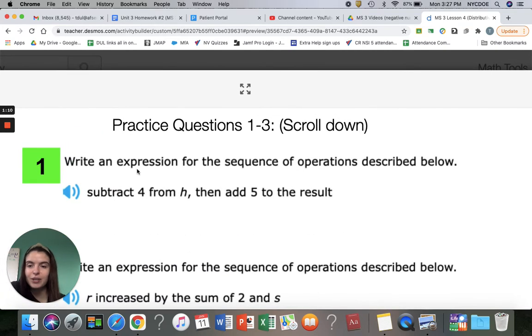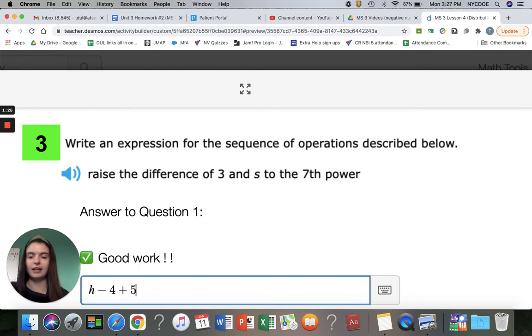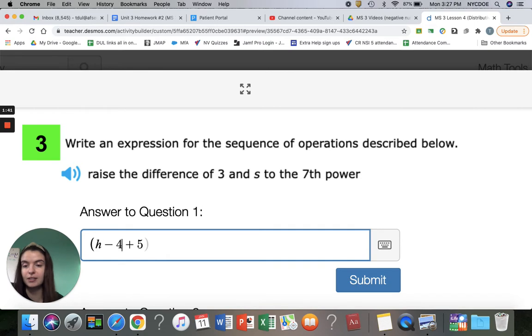How about this one? What if we had to subtract 4 from H, which is what we just did, but then add 5 to the result? So we're going to do H minus 4, and then add 5. We would do this from left to right, and the order of operations would be fine. If you wanted to really highlight the fact that you need to do H minus 4 first, you could put it in parentheses to say focus on this part first, and then add 5. But you don't have to have them in here.